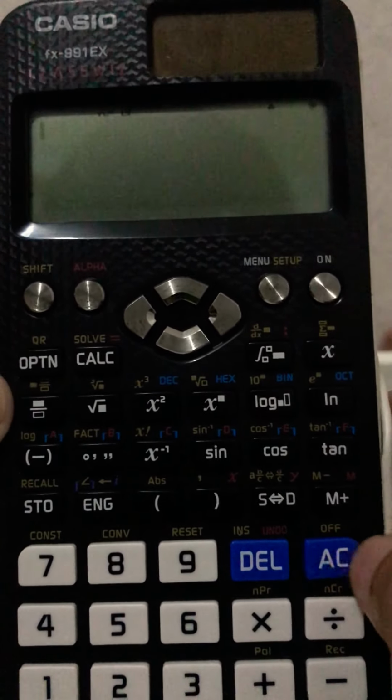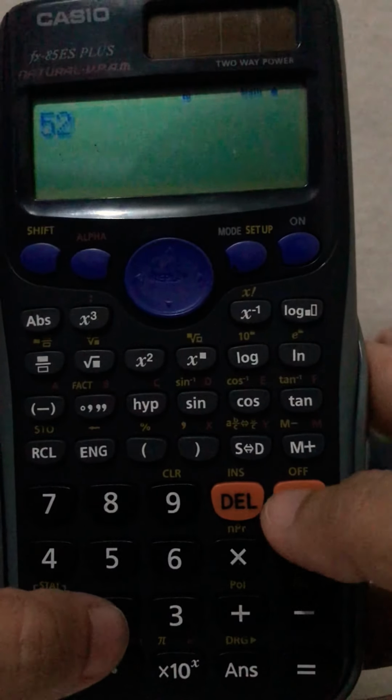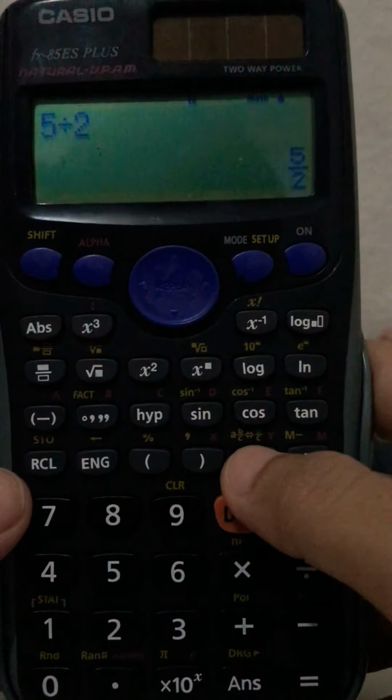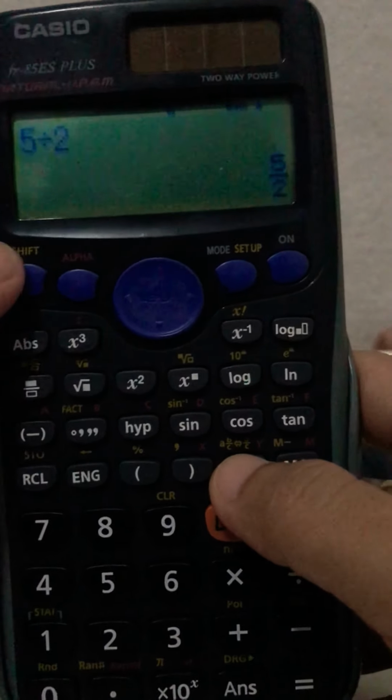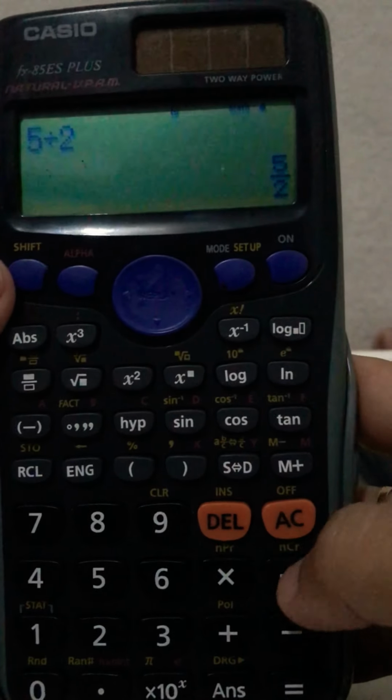Okay, let's have this time this calculator. Same thing. Say 5 divided by 2, S to D. Shift, 2 1/2. Shift.